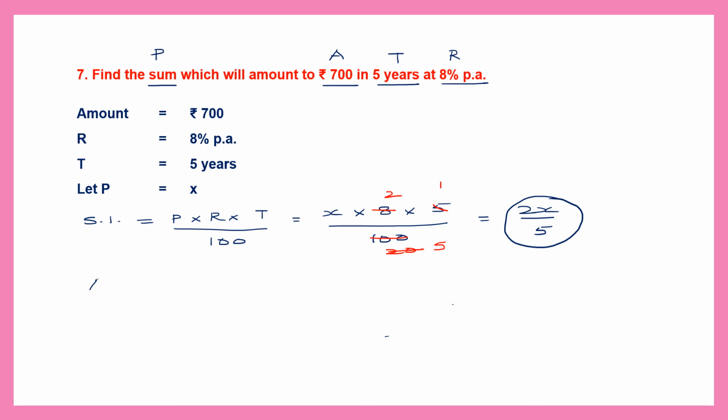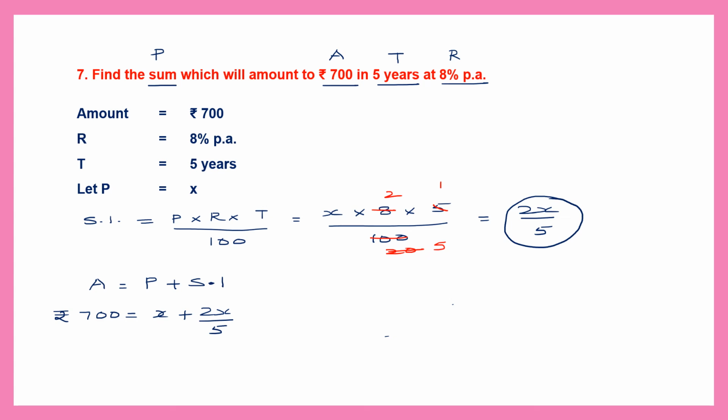So here we can use this formula. Amount is equal to principal plus simple interest. So this will be the easiest way to find out. So amount is already given to us as 700 rupees, and principal we said is X, and we found out simple interest to be 2x by 5. So now we need to find out X plus 2x by 5. We need to simplify that.